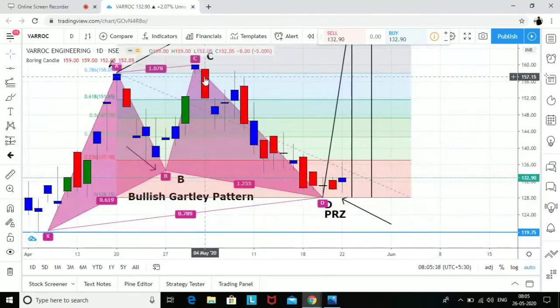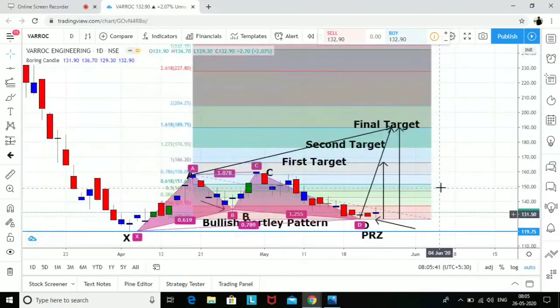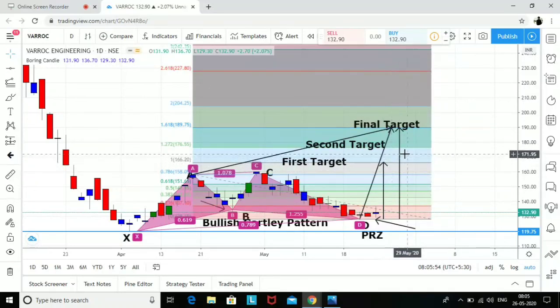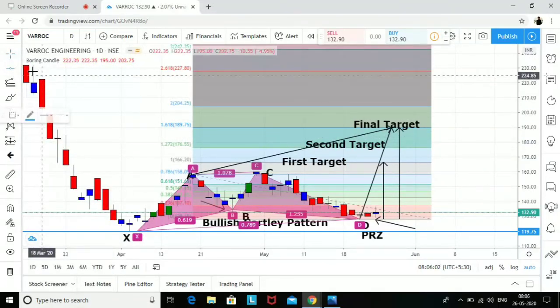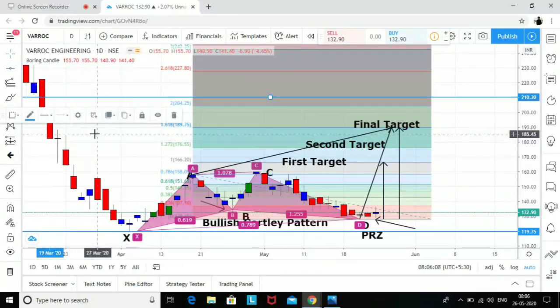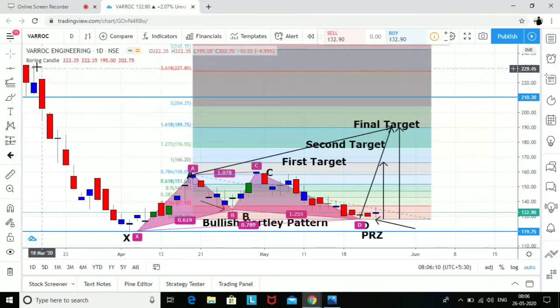And I see there is no supply zone also, right? So I feel that it should touch 166, 176, and then 189. Once you are done with the first target, you can always trail your stop loss, because we don't want to miss the rally. There is this supply zone, always on the high on the curve, and there are high chances that it will react from that level, and before that supply I'll get my final target.